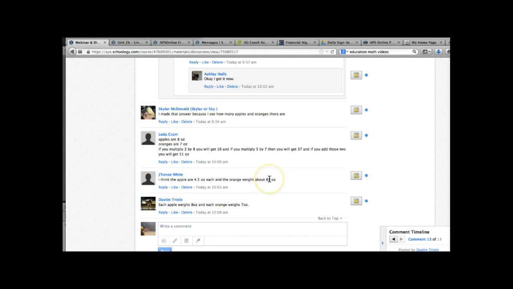So then that's what you wrote. You think the apples were 4.5 and that each orange, but you added them all together. And that would be a good thing to explain on there and say, and this is why I got 83 ounces, as I added them all together. And that's part of the explaining part.